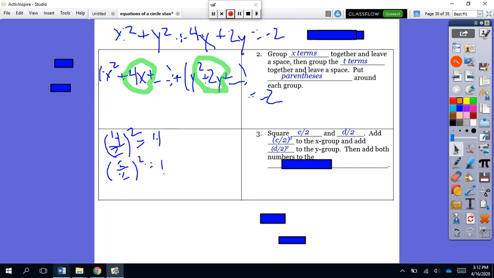So plus 4 there, because that's positive, and then plus 1 here. Don't forget to add those to the other side.